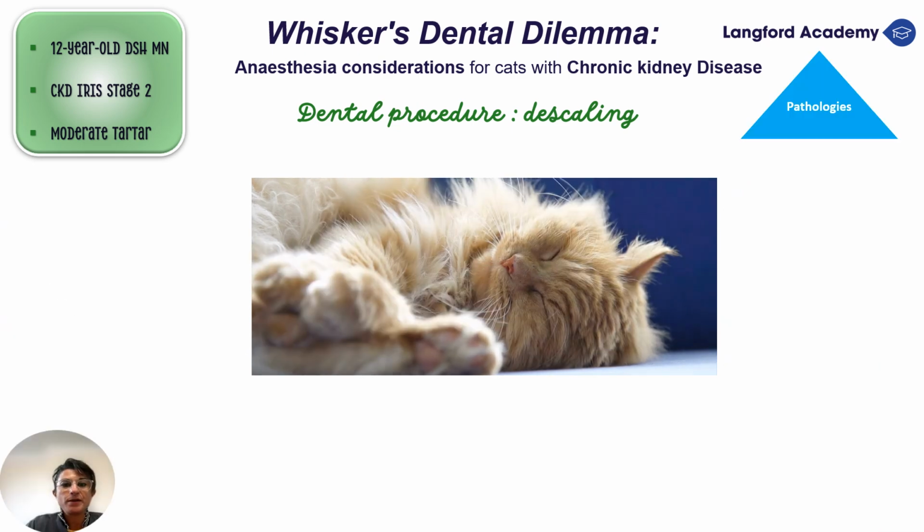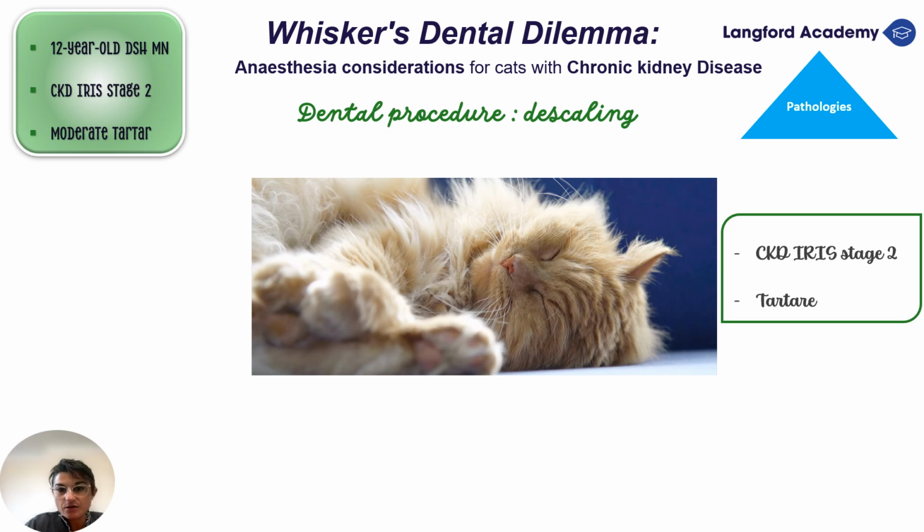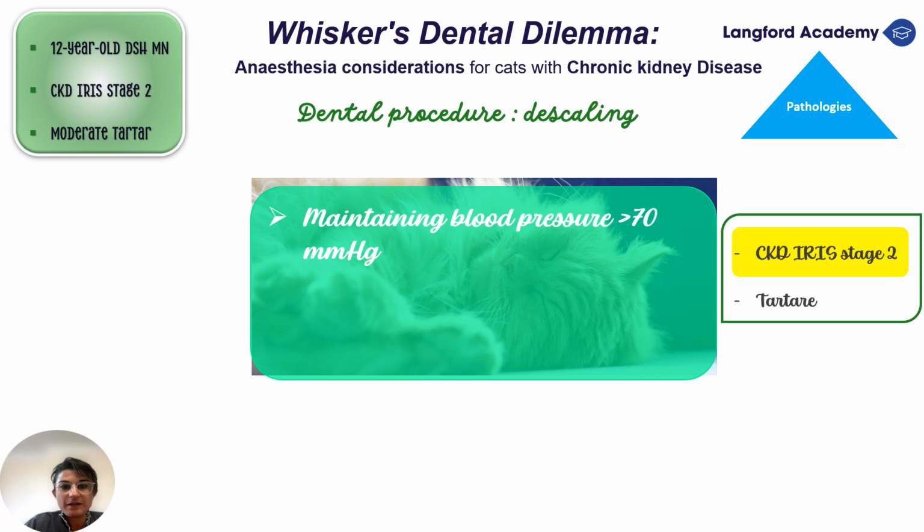So let's talk about pathology now, considerations regarding pathology. He's got CKD stage 2 and tartar. If we think about CKD, we need to maintain the blood pressure a bit higher than usual because you want to maintain the perfusion. Often those patients might have a slightly increased blood pressure to maintain glomerular filtration rate, which is a normal adaptation after CKD. So we suggest to maintain it a bit higher. If it was a Doppler, I would say probably higher than 100.